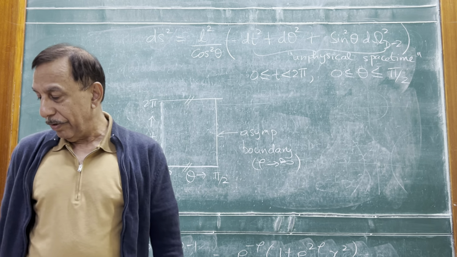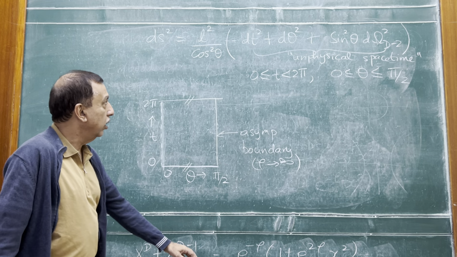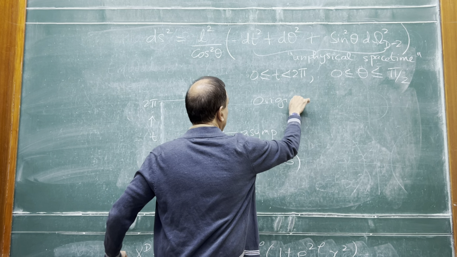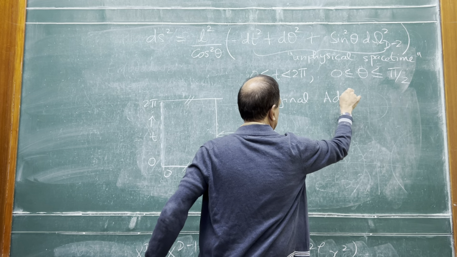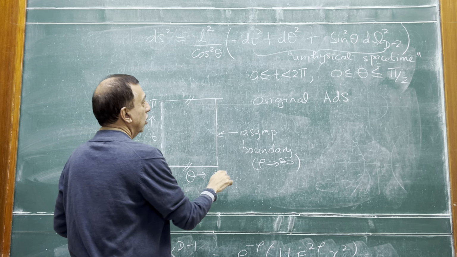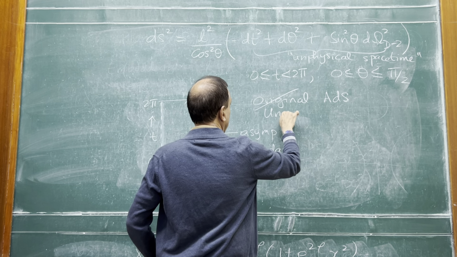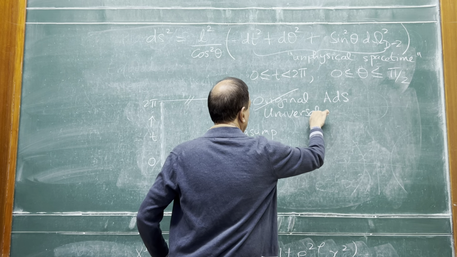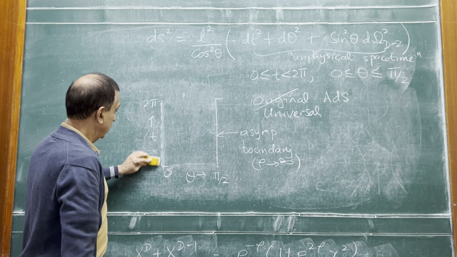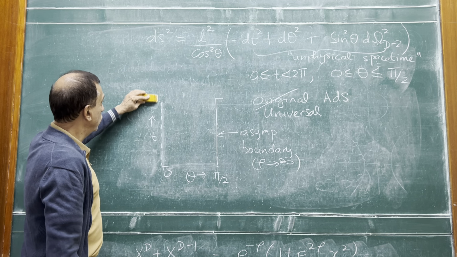Okay, so now we need to unwrap this. This is for the original AdS; I'll call it original because it has this time-like loop. Now I want to replace this and go to the universal cover. Well, this is gone, 0 is gone, 2 pi is gone, and the diagram simply becomes infinitely extended down and up. Yes?